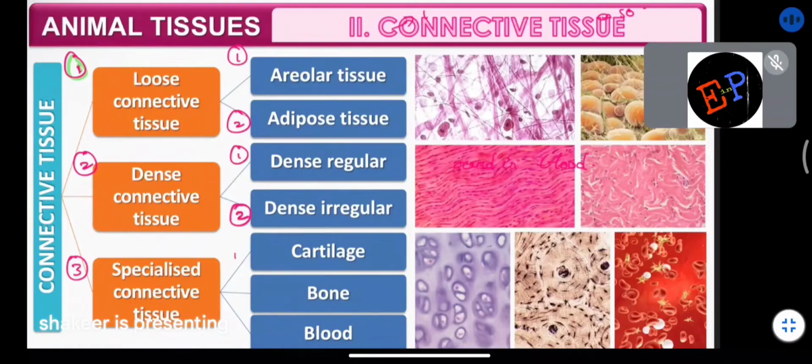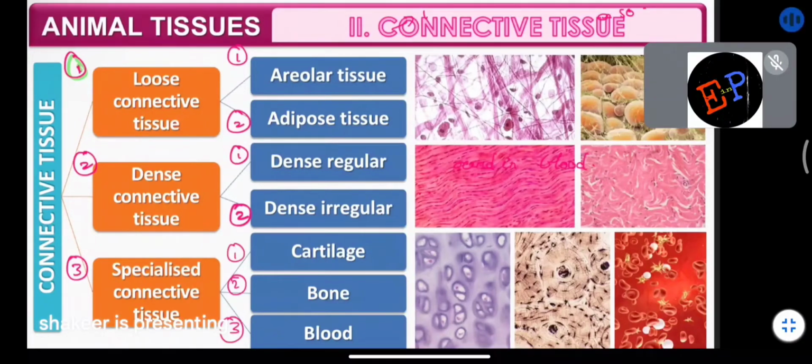Specialized connective tissues we are dividing into three types: cartilage, bone and blood. Okay? So this classification is very easy to understand, and you are supposed to learn all of them by heart. Are you able to understand? So loose connective tissue is divided into how many types? Two types, areolar and adipose. Clear? And dense connective tissue is divided into dense regular and dense irregular. And specialized connective tissue is divided into cartilage, bone as well as blood.